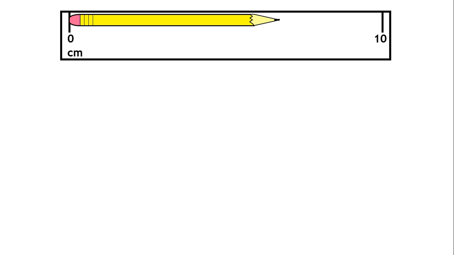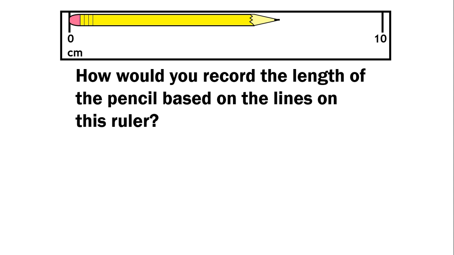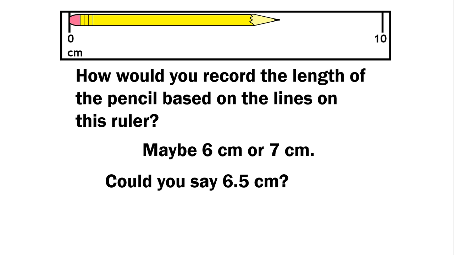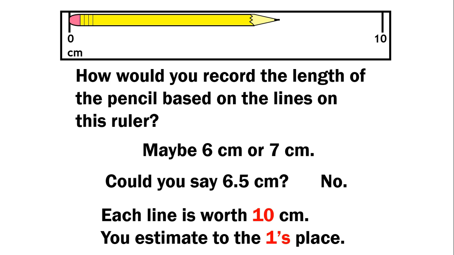So in this ruler, where there are only two lines, one at 0 centimeters and one at 10 centimeters, to record the length of the pencil, you could say maybe 6 or 7, but you could not say 6.5. That's because every line on this ruler is worth 10 centimeters, so we can only estimate to the ones place. That's kind of a silly ruler, so let's look at a more conventional ruler that actually has more lines on it.